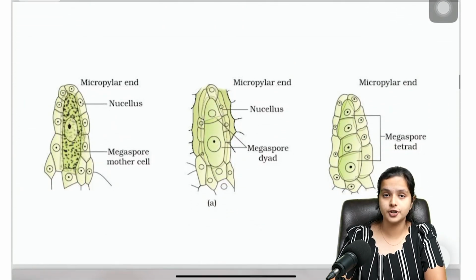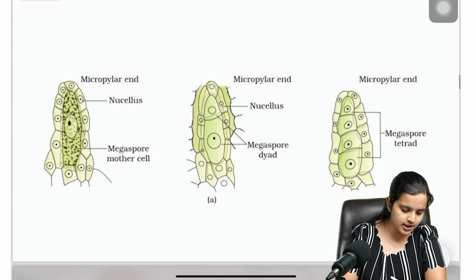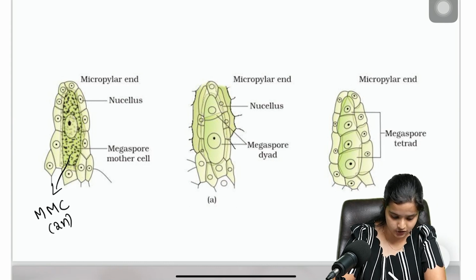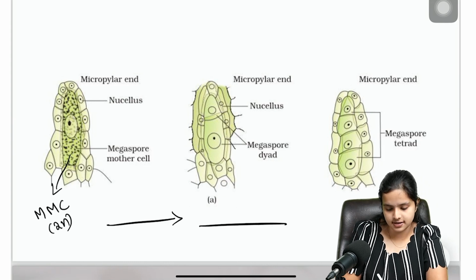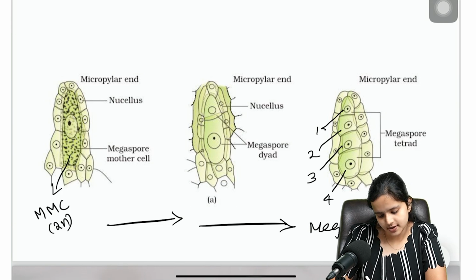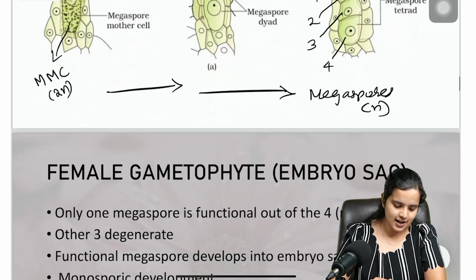See, over here you can see an actual picture of how megasporogenesis takes place. In the initial stage, you'll only have one cell, that is the MMC, which is diploid in nature. And as it undergoes meiosis, you can see 4 cells, 1, 2, 3, and 4. These 4 cells are otherwise known as the megaspores, which are haploid in nature. So this is simply a figure that depicts megasporogenesis.